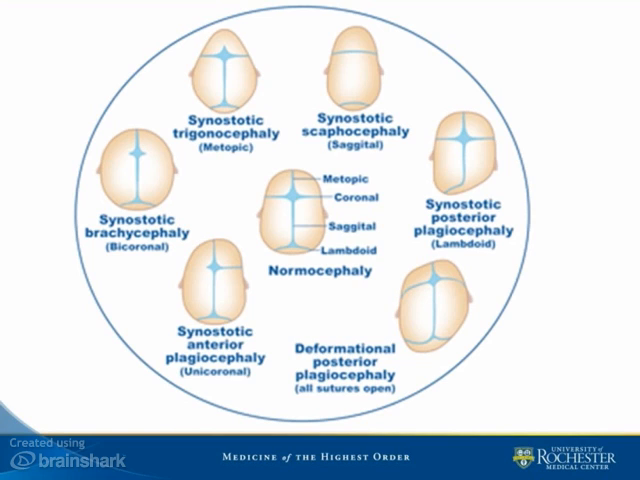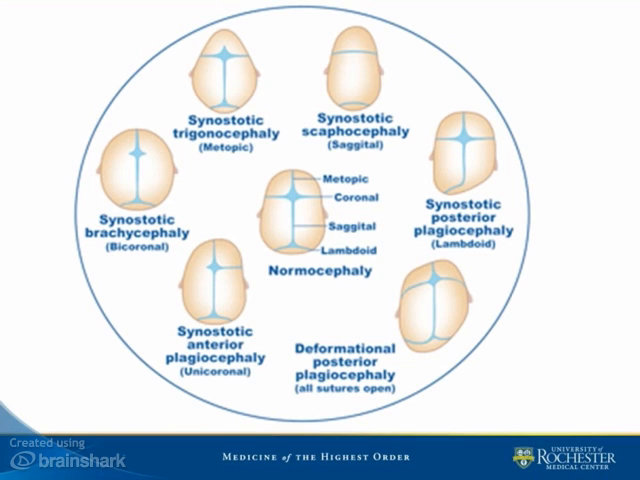One general rule is when a suture closes prematurely, the skull will continue to grow parallel to that suture, but not perpendicular to the suture. So if you look at the top right picture of synostotic scaphocephaly, scaphocephaly means boat-shaped head. The sagittal sutures close prematurely.